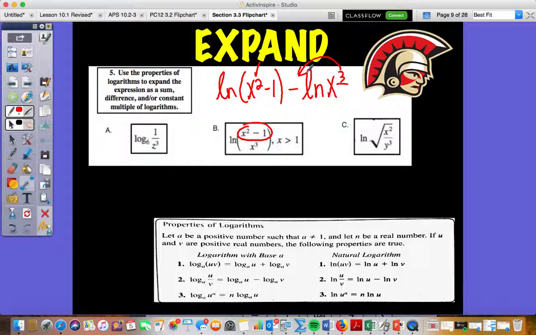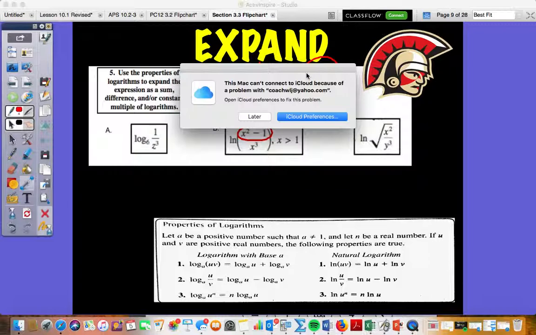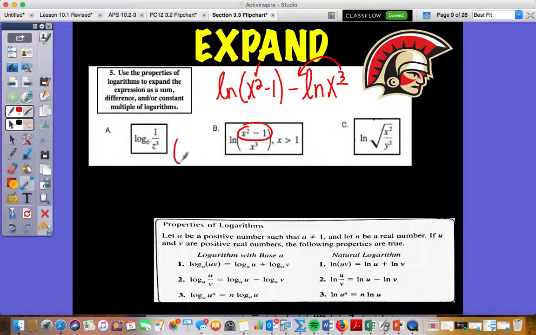Why can't you move the 2 to the front? Good question. Because the squared only is applied to the x, and when you look at the top, x squared minus 1 goes together. Now, if it was x minus 1 squared, that squared could get thrown to the front. Does that make sense? It's a little different. So I would just caution you on that: make sure that if it's together, it's the full thing being squared.